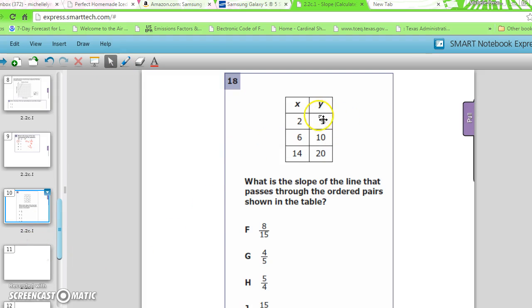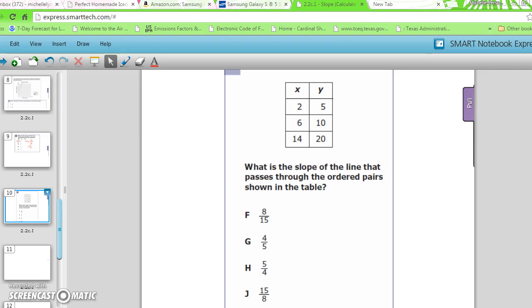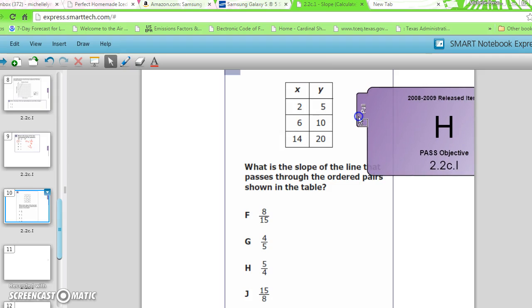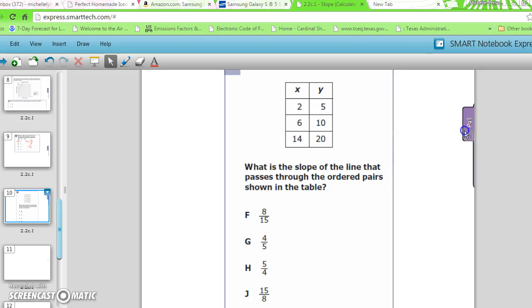Okay, this one, do y1 minus y2 over x1 minus x2. Okay, I'm almost out of time for recording, so I want you to pause it, solve it, and then play it again, and I will show you what the answer is. You should have gotten 5 over 4.